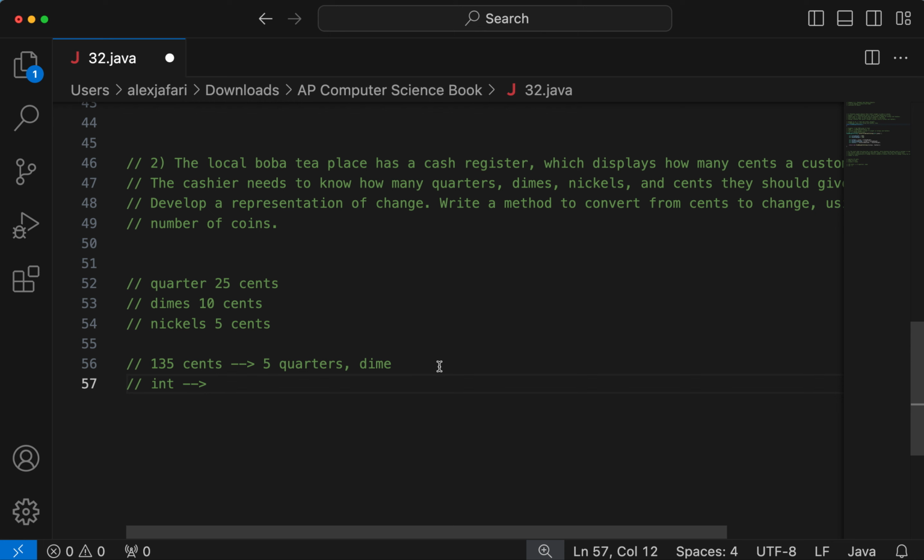It's also an int. Is this an int? 5 quarters and a dime. What number is the same as 5 quarters and a dime? 135. No. I'm saying this is clearly an int. It's just one number, right? How do I represent this as a number? So it's going to be a double. How do I represent this as a double?